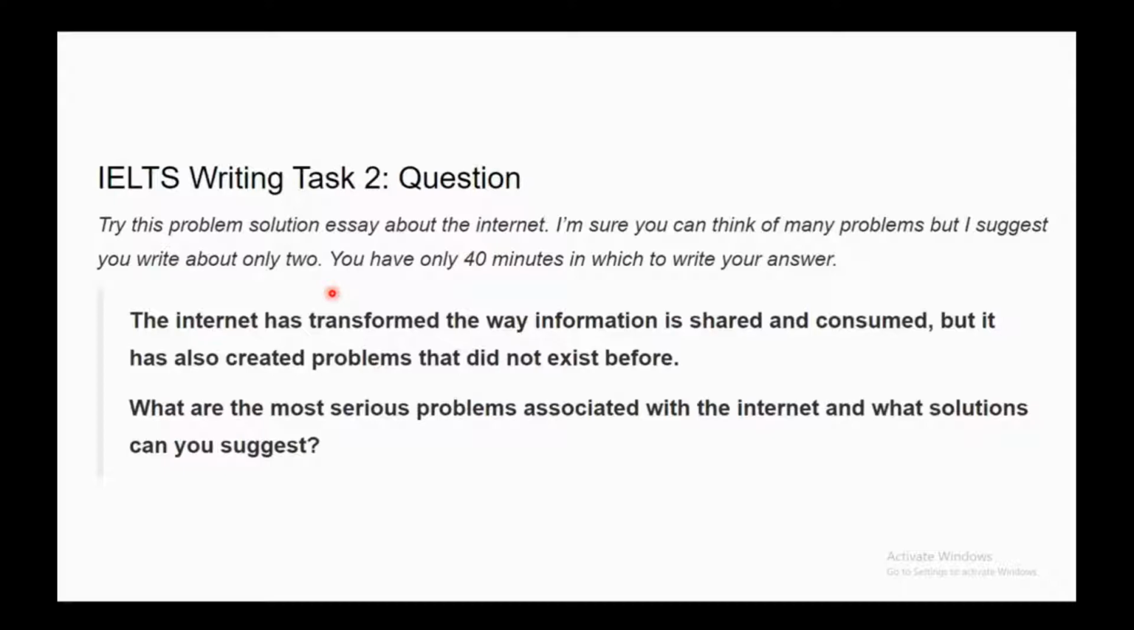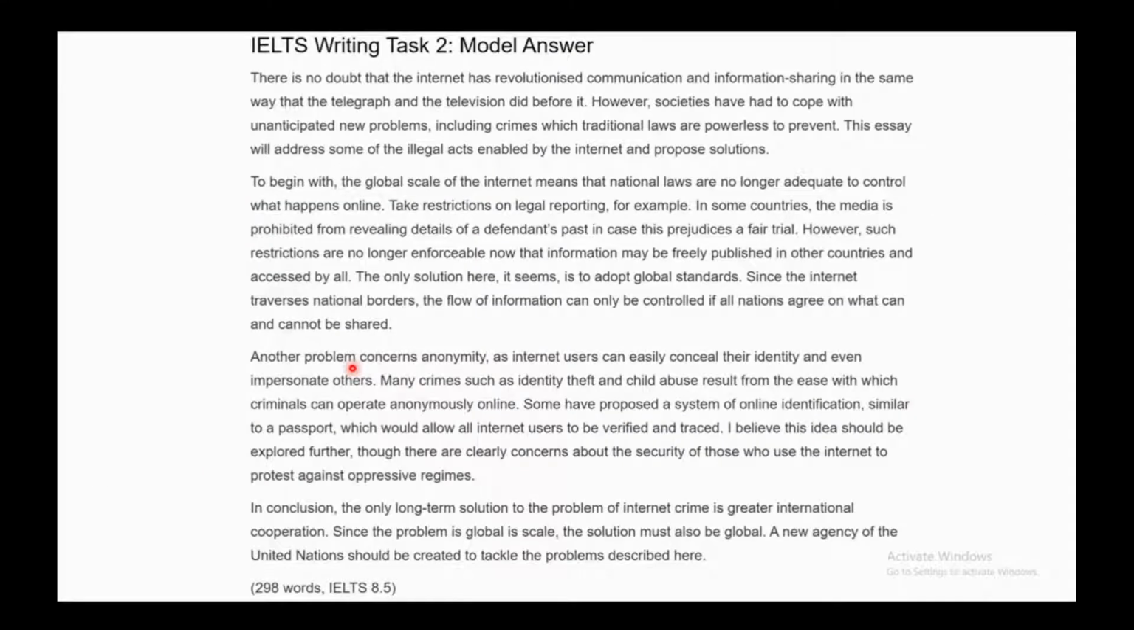Here is another example of a writing task 2 question. So you first read the question carefully and then answer according to it. This is task 2. Here is the model answer. This answer has got 8.5 bands. So read this answer carefully, and again, if you type in Google IELTS writing task 2 practice problems with answer, you will find many examples on Google and the internet, as well as many examples on YouTube.